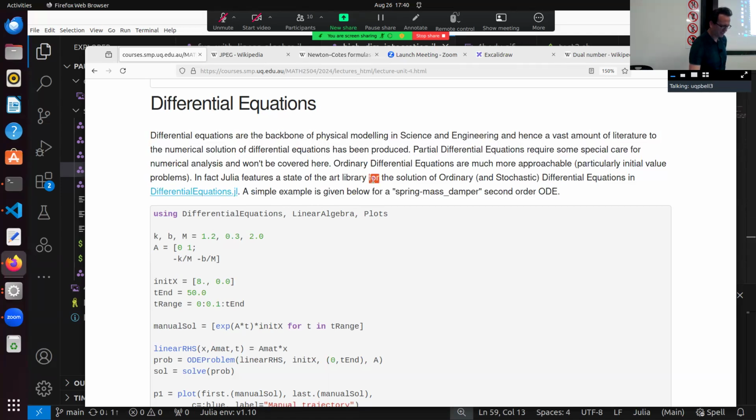Differential equations, and I saw on EdSTEM someone had a problem. Did anyone have a problem installing DifferentialEquations? It's a huge library these days. Doing homework? Everyone fine using it? Did it take a while to install? It's massive. It's actually, I would say, the best of these differential equation libraries going around at the moment, particularly for stochastic differential equations. There were some methods invented by the main author of DifferentialEquations that didn't exist before, which is kind of exciting for me.